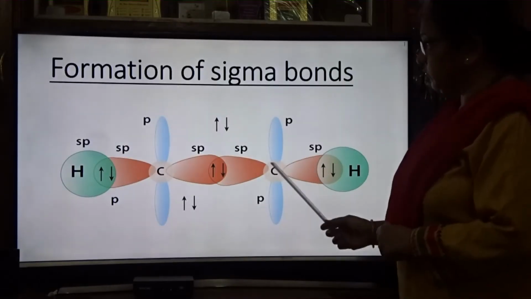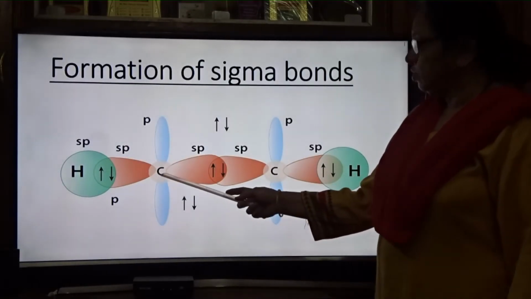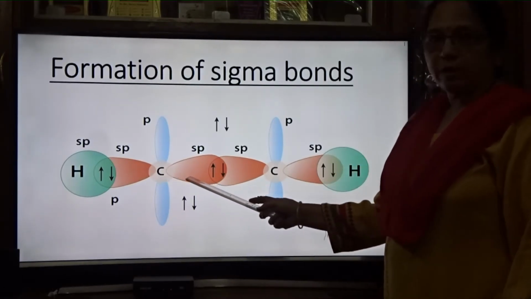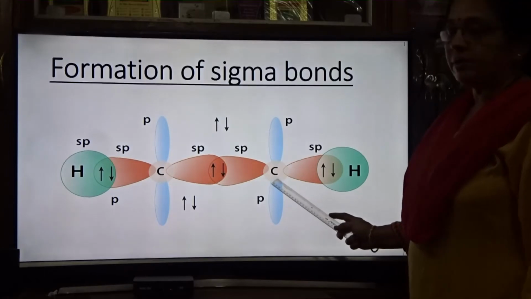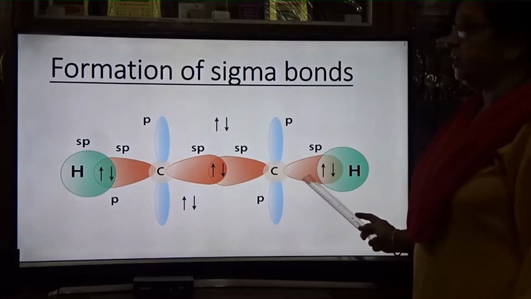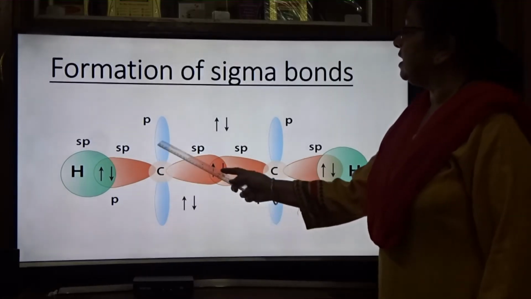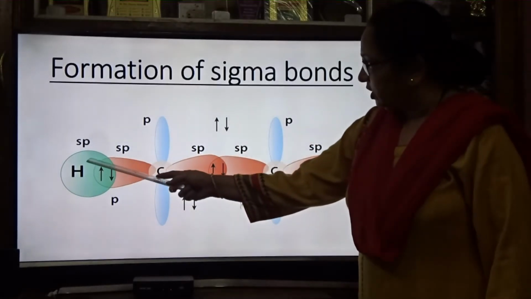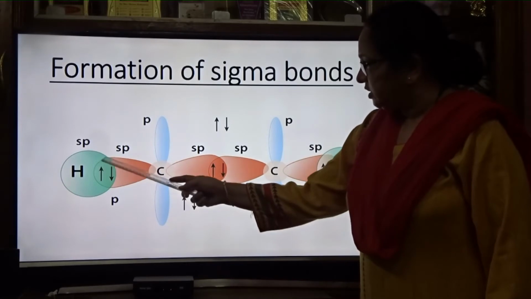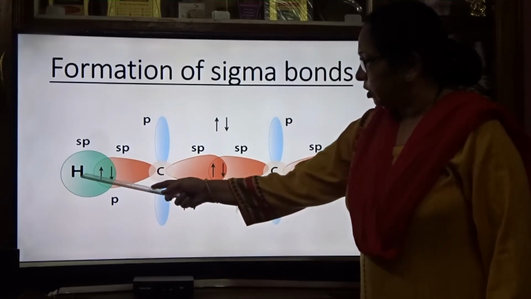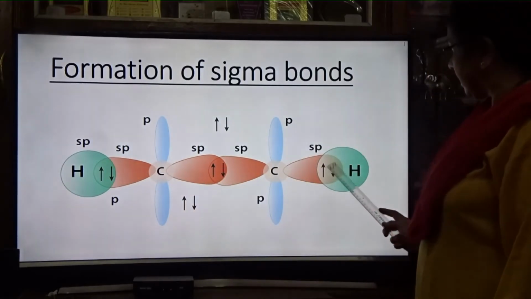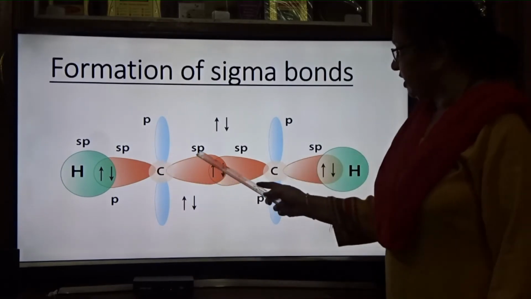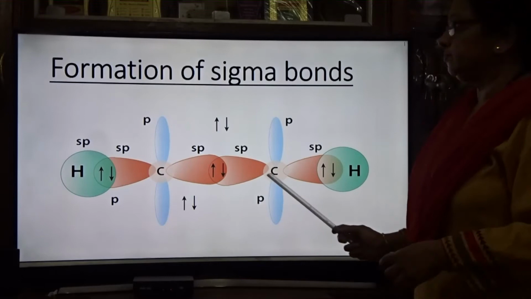So this is the formation of the sigma bond. There are 2 carbons in the acetylene molecule. This is one carbon with 2 sp hybrid orbitals, and this is another carbon atom with sp hybrid orbitals. This is 2p, the unhybridized orbital. One sigma bond is formed by sp-sp overlap, and the sp-s overlaps with hydrogen give the C-H sigma bonds.